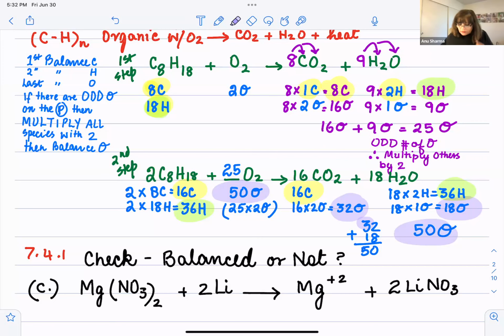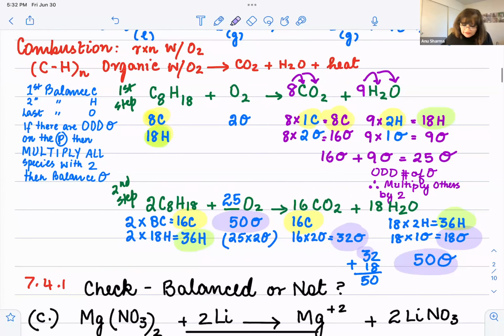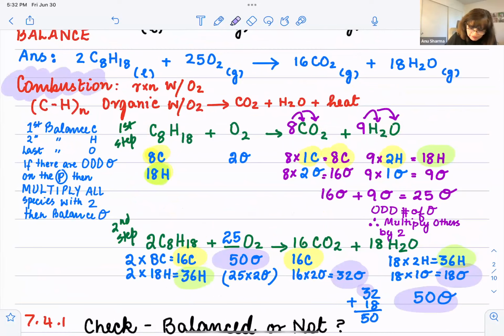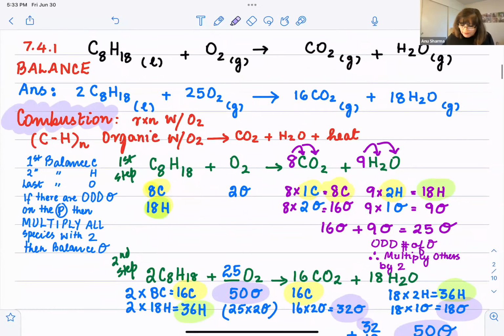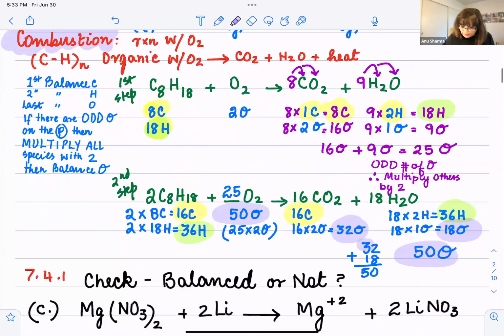So this is how you balance these combustion reactions. Balancing requires that, so just pay attention to odd numbers of atoms and how you are going to proceed with that.